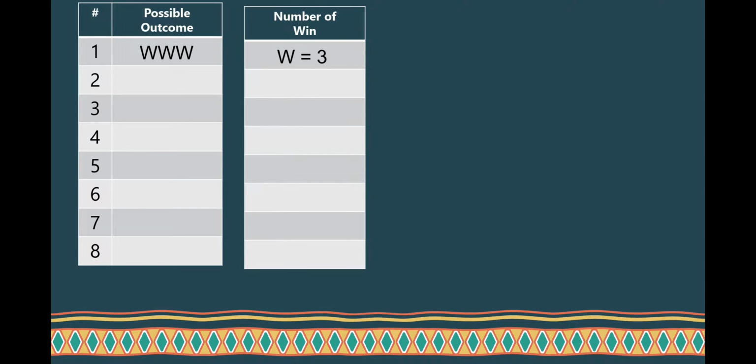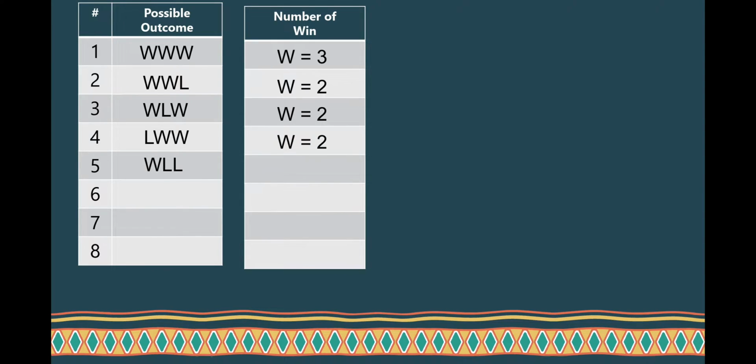The second possible outcome will be win for the first game, win for the second game, and loss for the third game. So the number of wins here is 2. The third possible outcome is win, loss, win, and the number of wins here is 2. The fourth possible outcome is loss, win, win. So the number of wins here is 2.